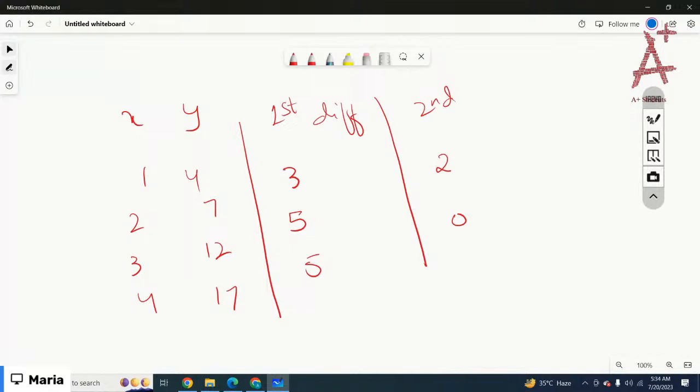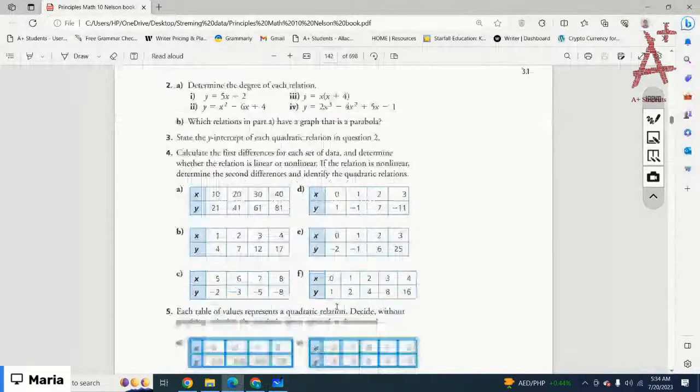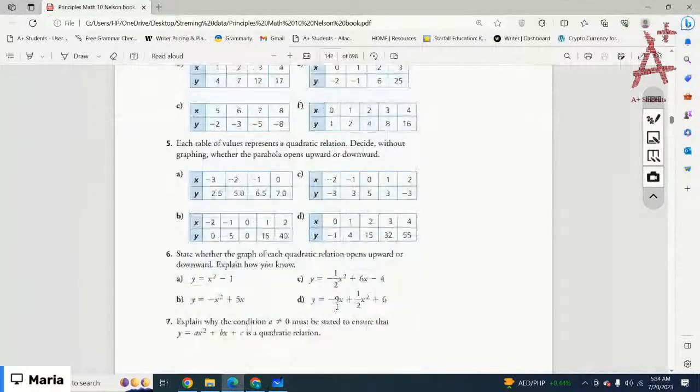If the first difference and the second difference are not constant, that means the relation is non-linear. If the second difference is the same, that means the relation is quadratic. But this one is non-linear because the first difference is not the same. Also, the second difference is not the same, so that would be a non-linear relation. You can do the rest of the questions by yourself.